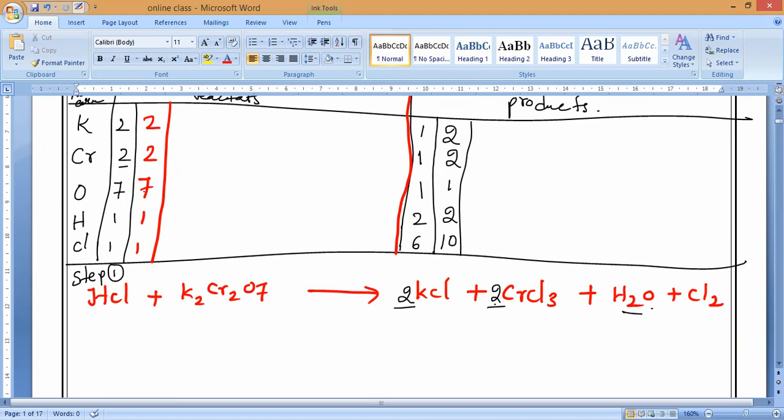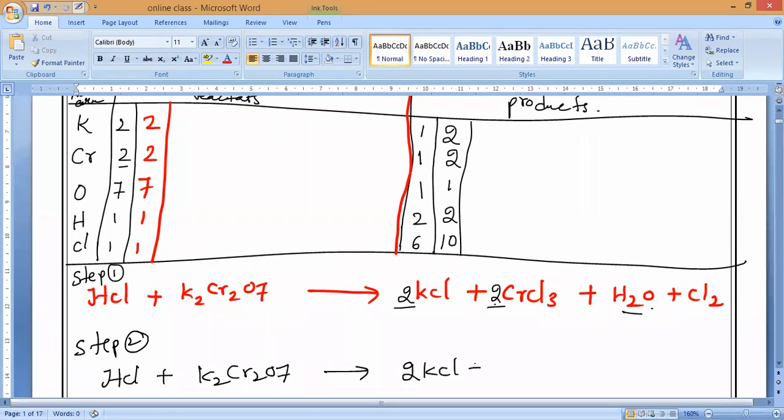Oxygen. Oxygen here 7 is there, here 1 is there. So now 1 becomes 7. So what we have to do, guys? Step 2. Into 7. Into 7. So very good. So HCl plus K2Cr2O7 will give you 2 KCl plus 2 CrCl3 plus H2O plus Cl2.